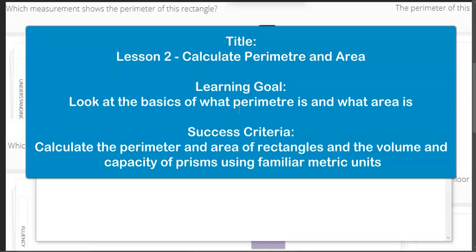This is lesson 2, calculate perimeter and area. The learning goal for this one is to look at the basics of what perimeter is and what area is. And the success criteria is to calculate the perimeter and area of rectangles and squares, and the volume and capacity of prisms using familiar metric units.